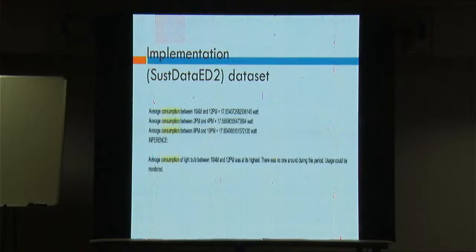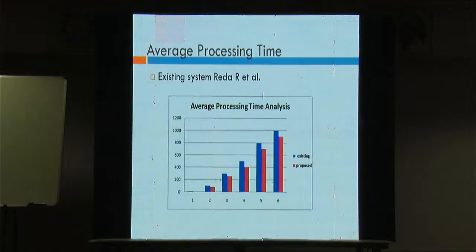And this is the output we got. We used the sustainable data energy disaggregation dataset, which has a huge number of records from Portugal, as input. We applied all kinds of ontology rules, and from that we framed the context and intimated the inferences to the user.